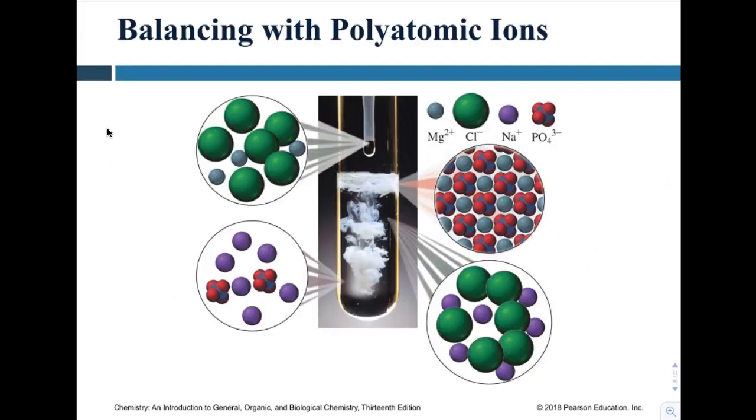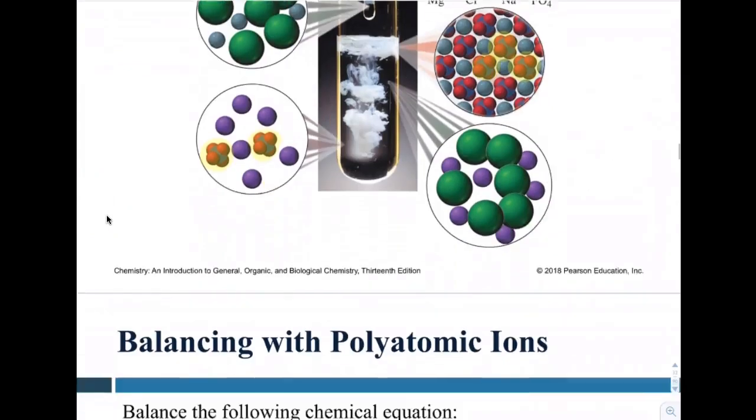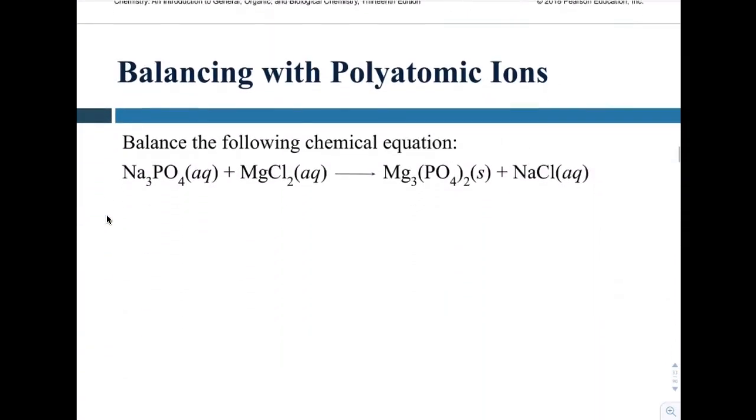If you're balancing with polyatomic ions, do not break the polyatomic apart if it is the same on both sides. So if we're looking at this image here, we have this little phosphate hanging out right here on the reactant side. And you see how it's the same on the product side? Exactly the same. This phosphate here and this phosphate here, they're the same. So I can count them kind of as the same thing. So let's take a look here at this strategy.